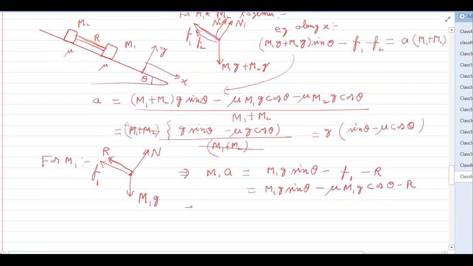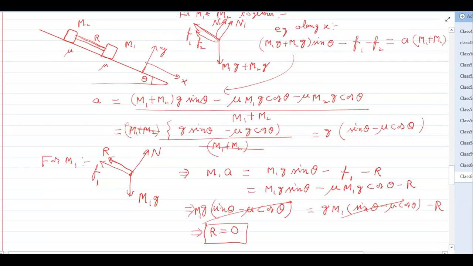Okay, now what is the value of a? We have got a, so if you put the value of a here, g(sin theta minus mu cos theta), which we have calculated, this side is again M1g(sin theta minus mu cos theta) minus R. So you can see these two are the same, they can be cancelled. So R which we are getting is 0. The reaction force we are getting in this case is 0.